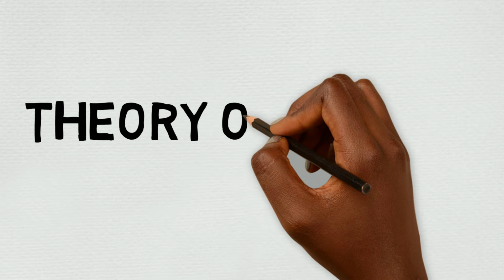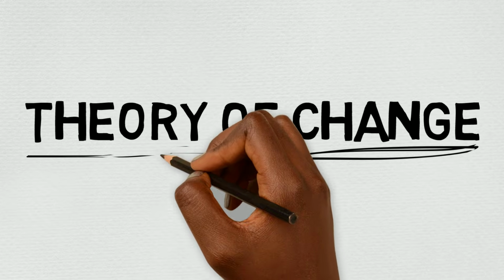What is a theory of change? Let's look at both words. The change in a theory of change is the change that an organization hopes to make in the world, and the theory is their idea of how this will happen. A theory of change helps an organization better understand what it is trying to achieve.